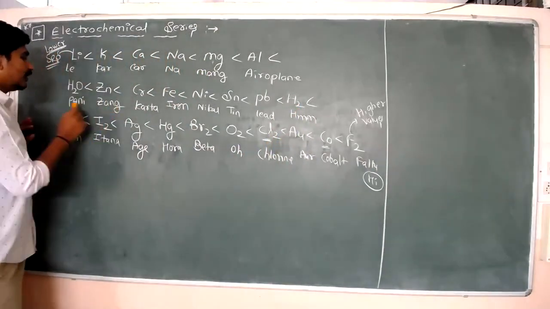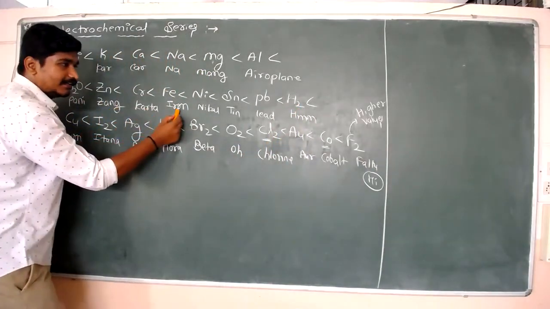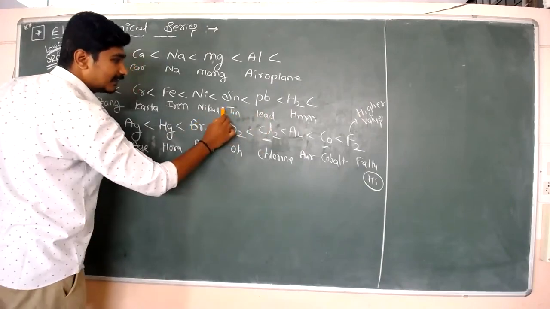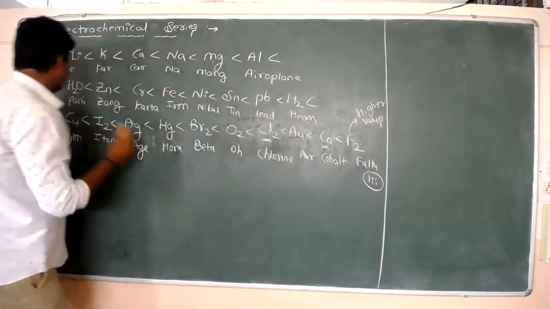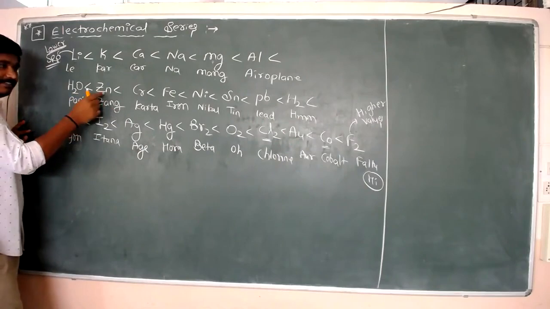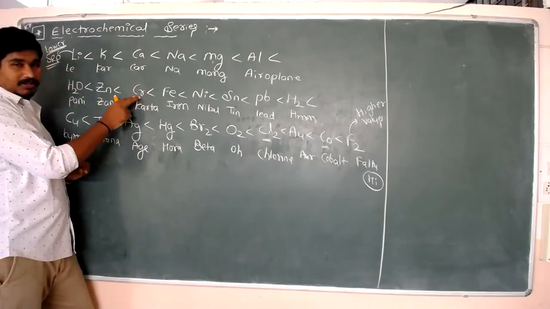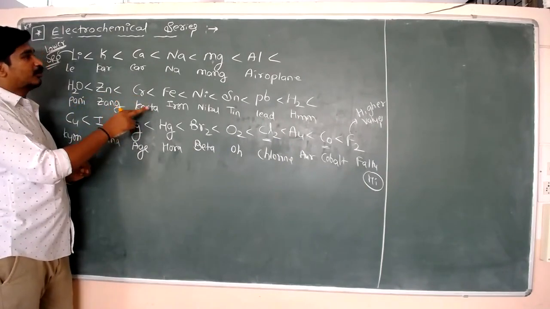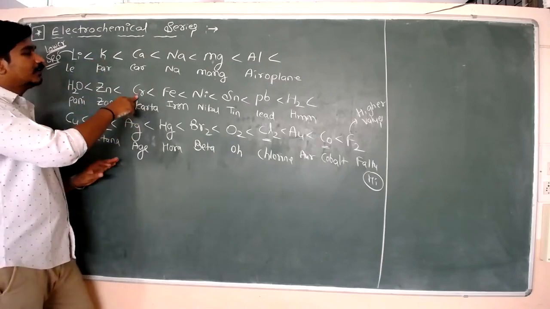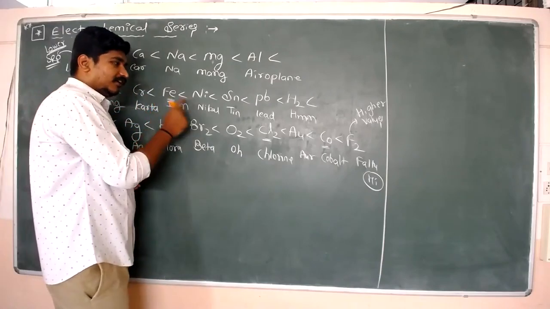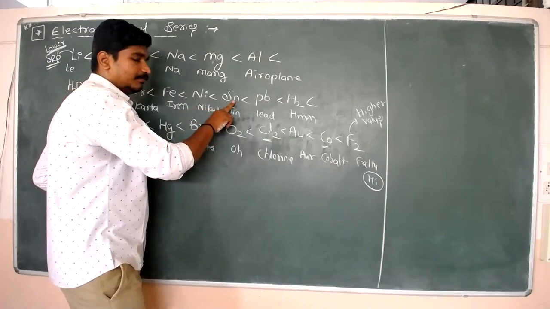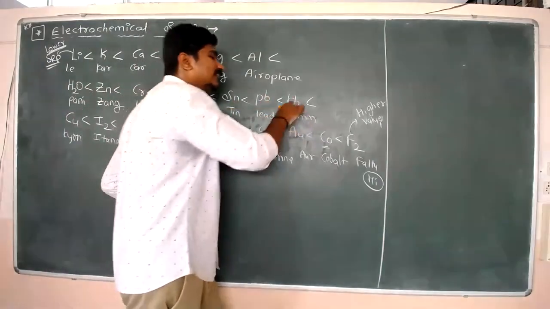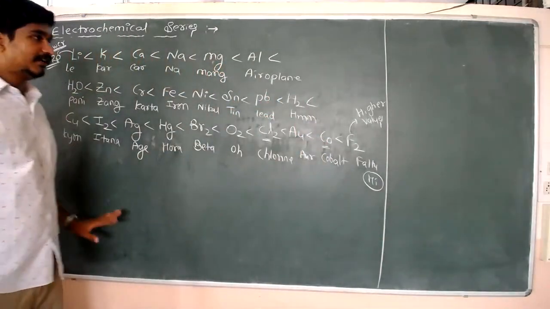How to remember this one? पानी जंग करता आयरन निकाल टिन लेड. Pani is water, jang is zinc. Karta means chromium. You have to remember, karta means chromium, don't write potassium, it is already here. Iron means Fe, nickel means nickel, tin means tin, lead means lead only, and the last means H2.